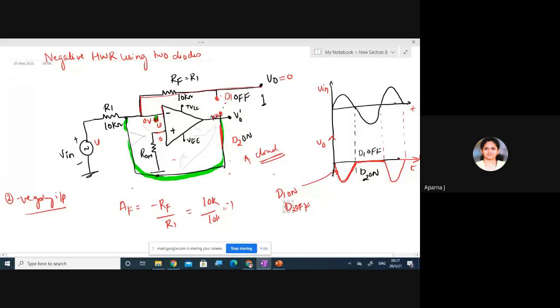So this is the working of a negative half wave rectifier circuit. Similarly, if you want a positive half wave rectifier, then you need to change the position of the diodes. So this is the connection of diodes. This is how you need to connect both the diodes facing upwards.